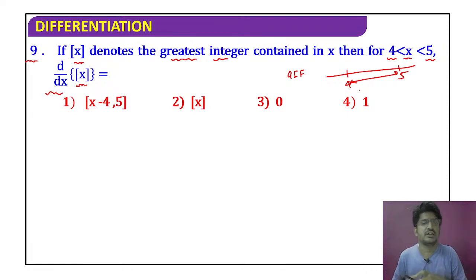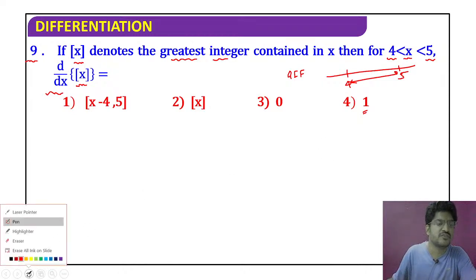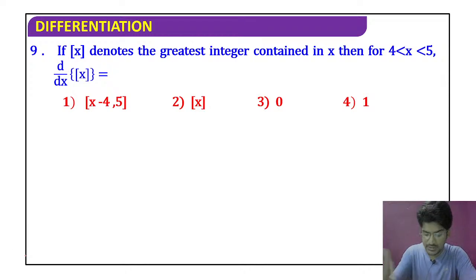First option is x minus 4 comma 5. Second option is greatest integer x. Third option is 0. Fourth option is 1. So quickly tell me the answer, because it is very simple. The only thing you must know is what the greatest integer function is. If you know the definition of the greatest integer function, then definitely you can answer this.